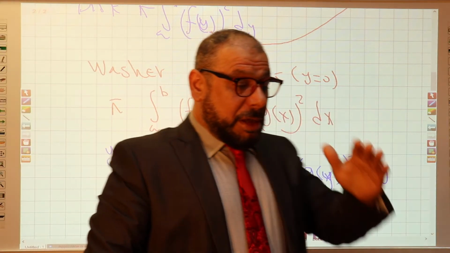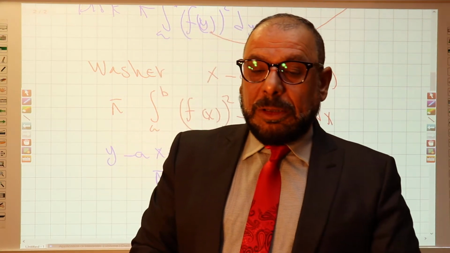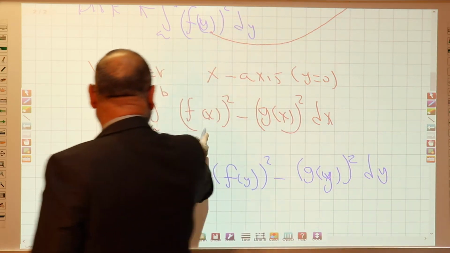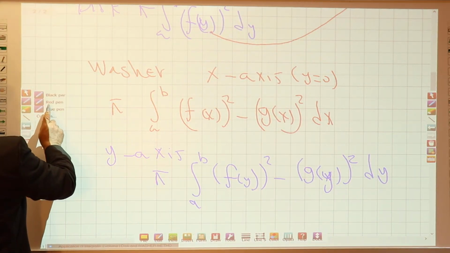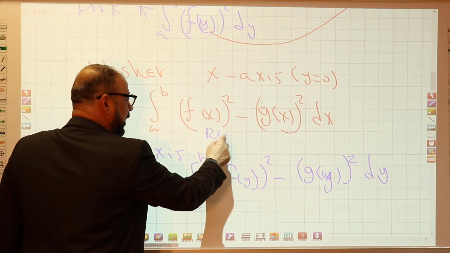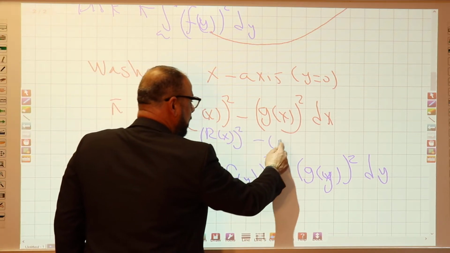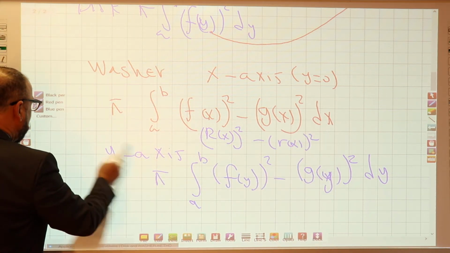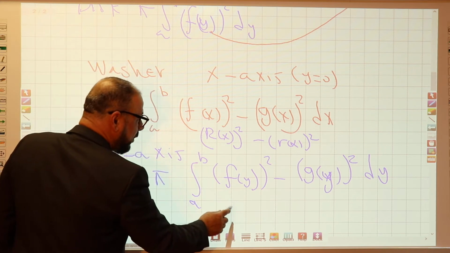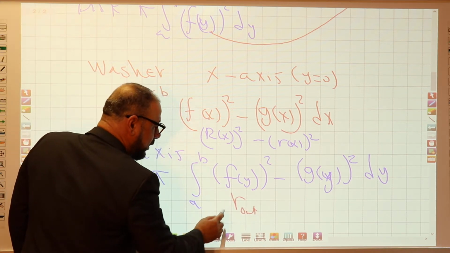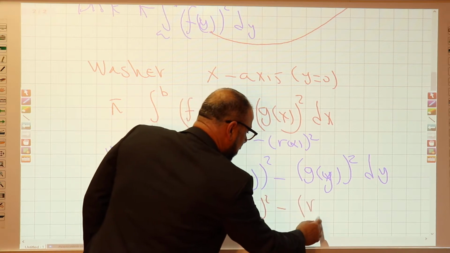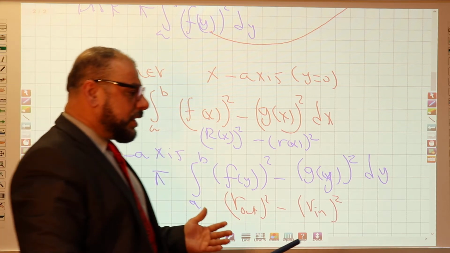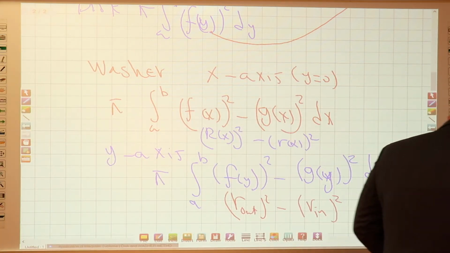Some books call it R uppercase for the big radius, and write the small one as lowercase r, so R_x squared minus r_x squared. For the y, they write R_y squared minus r_y squared. As long as you understand, when you graph, what you need, you're good. Let us start.